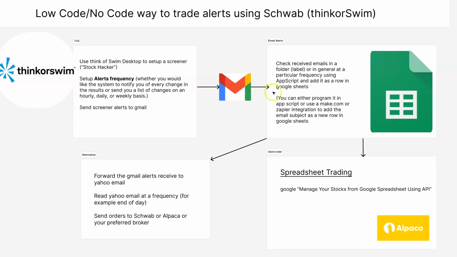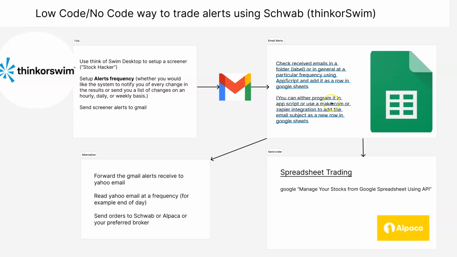But let's say you don't know Python, and then you can receive the email in the folder, add a label to it. And at a frequency, let's say every morning or every hour, you check for that email coming from the specific alert from ThinkorSwim, and this can be done, and then you add it as a row on Google Sheets. Now this can be done in two ways. One is you sign up for make.com or Zapier. Zapier is more expensive, so I prefer make.com.